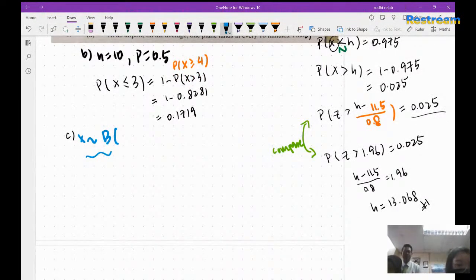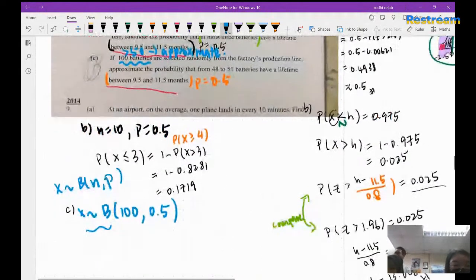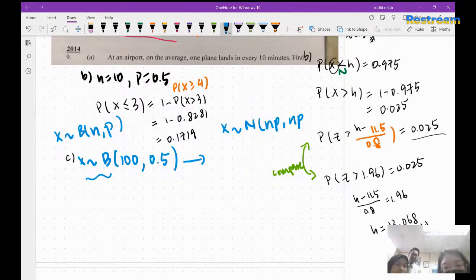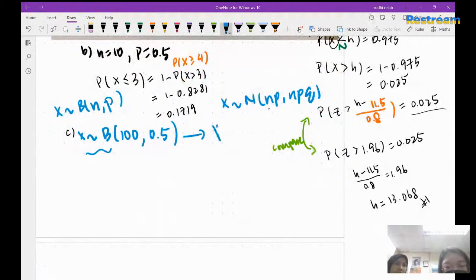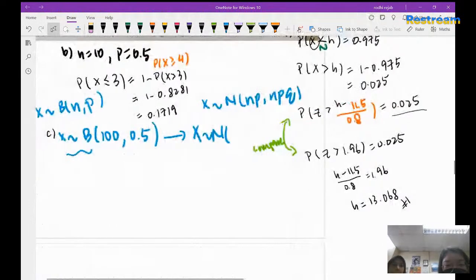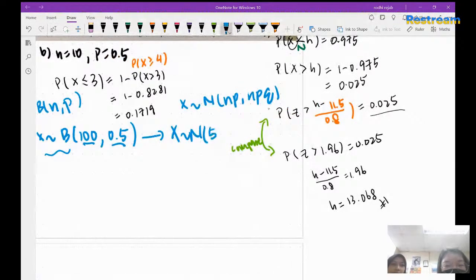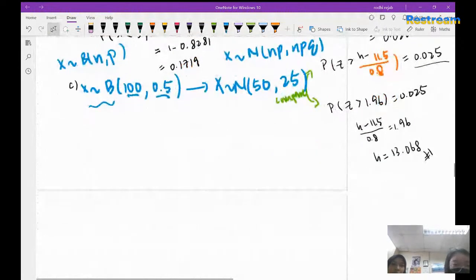Kalau kami nak tulis dalam form ini, dia adalah B, ini adalah N, dan ini adalah P. So N kami tahu dia 100, P adalah 0.5. Tapi sekarang kita nak buat approximation. Approximation tu adalah dalam form ini: N, ini adalah NP, dan sini adalah NPQ. Okay, so macam mana ini N, ini P. So times kami akan dapat sini adalah NP. Ini adalah NQ. Kan? Okay, faham tak? Okay.